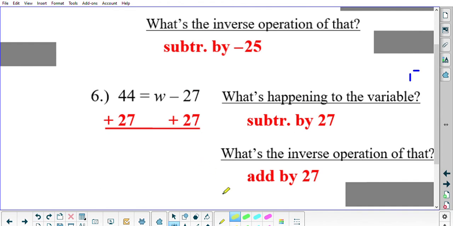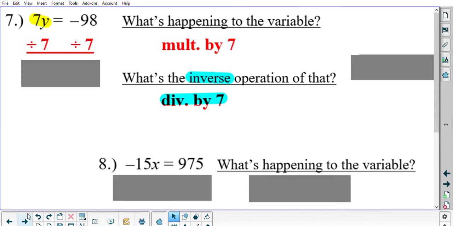All right, so where was I? Last part of number 6. Do we have subtraction? Well, yeah. The original problem had w minus 27. We make that adding the opposite. Problem number 7 we already did.